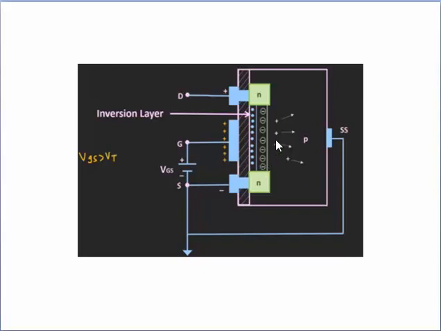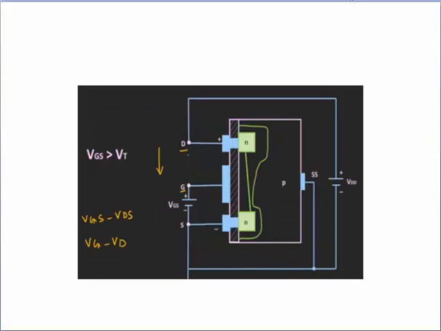Now if we observe, the width of the channel has been reduced towards the drain side. The width of the channel towards the drain side has been reduced because now, due to the positive voltage at the drain terminal, this PN junction will get more reverse biased, and due to that the width of the depletion region will increase. So because of that, the effective channel width towards the drain terminal will be reduced.